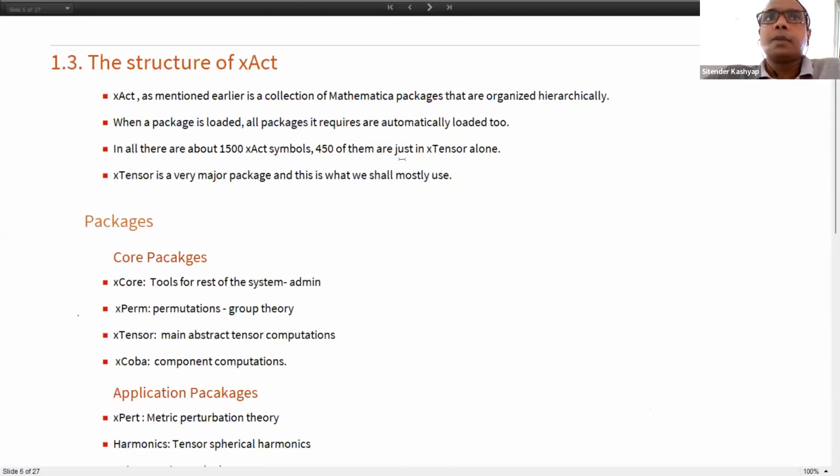Okay, so xAct, once again, let me stress, it's a hierarchical collection of Mathematica packages. When a package is loaded, all packages it requires are automatically loaded. In all, there are about 1500 xAct symbols, 450 of which are in xTensor alone. This is the one we will use today and tomorrow, mostly. And xTensor is a very major package, as we shall see soon.